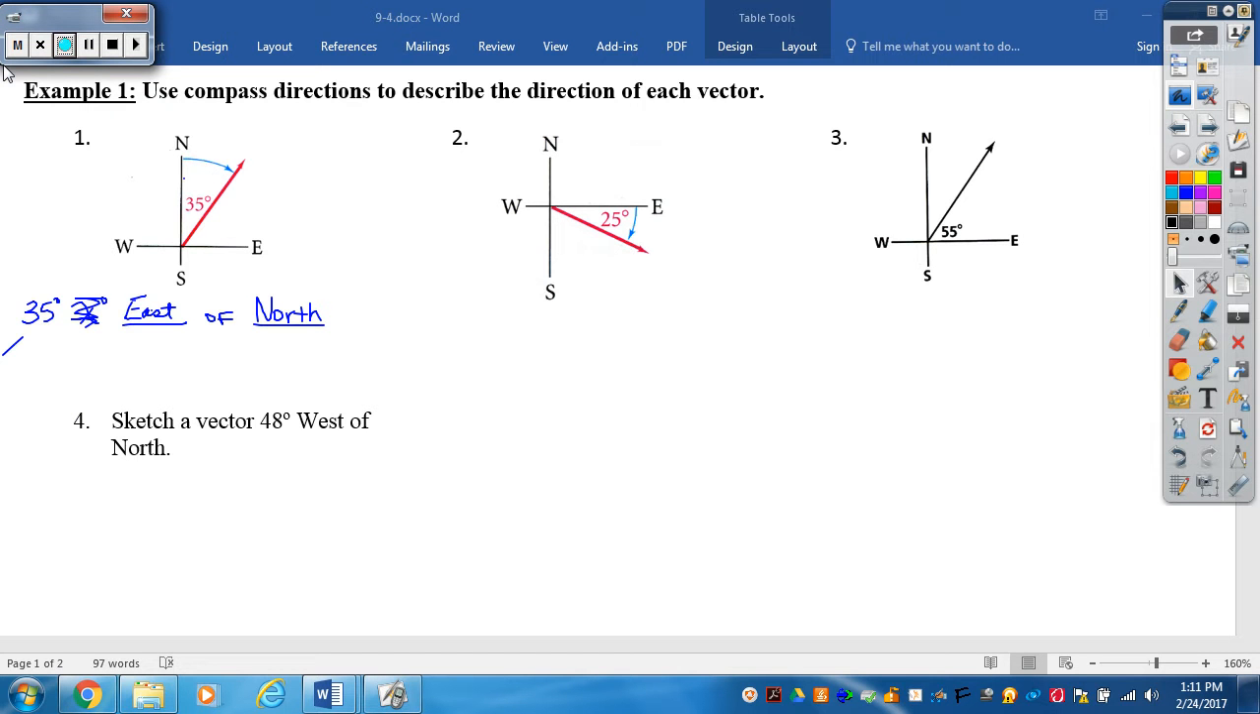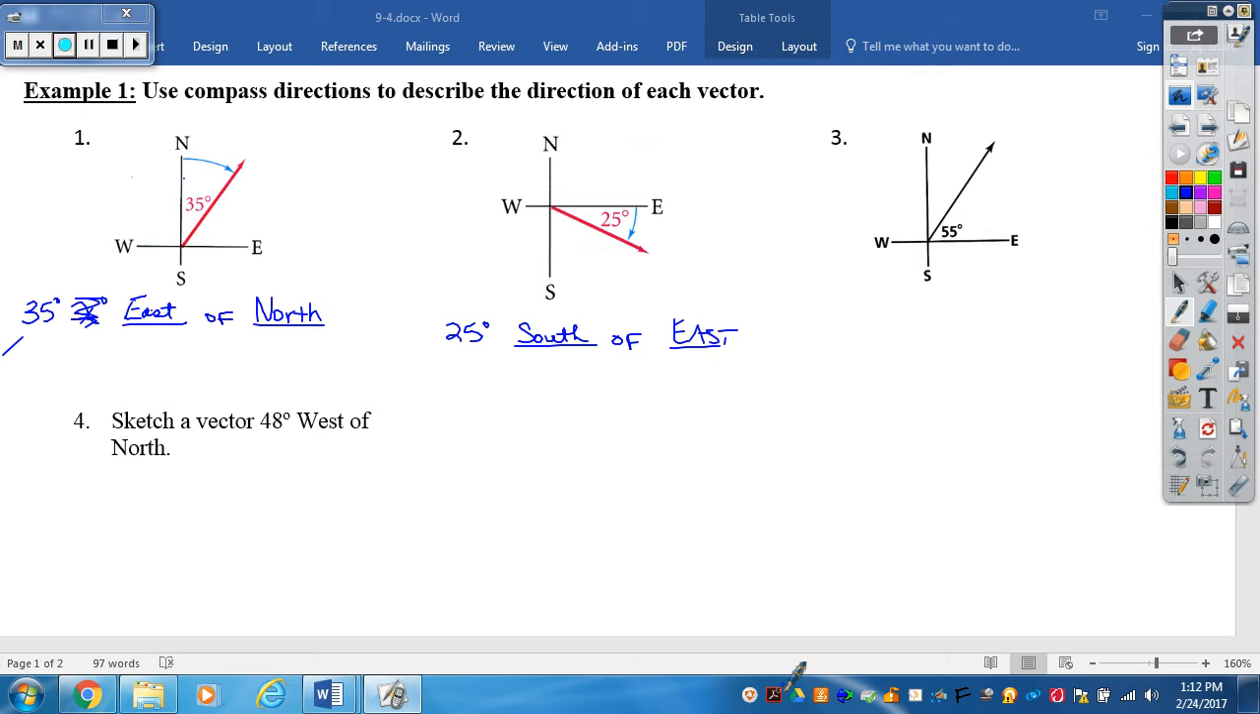Now, looking at number 2, let's just apply that same thought process to this problem. If I look at number 2, we are 25 degrees what of what? Okay. Well, again, the question is, where are we heading? Well, we're heading in a southerly direction. We're heading towards the south. So I'm going to put down south right there. And where are we coming from? Well, we originated from the east here.